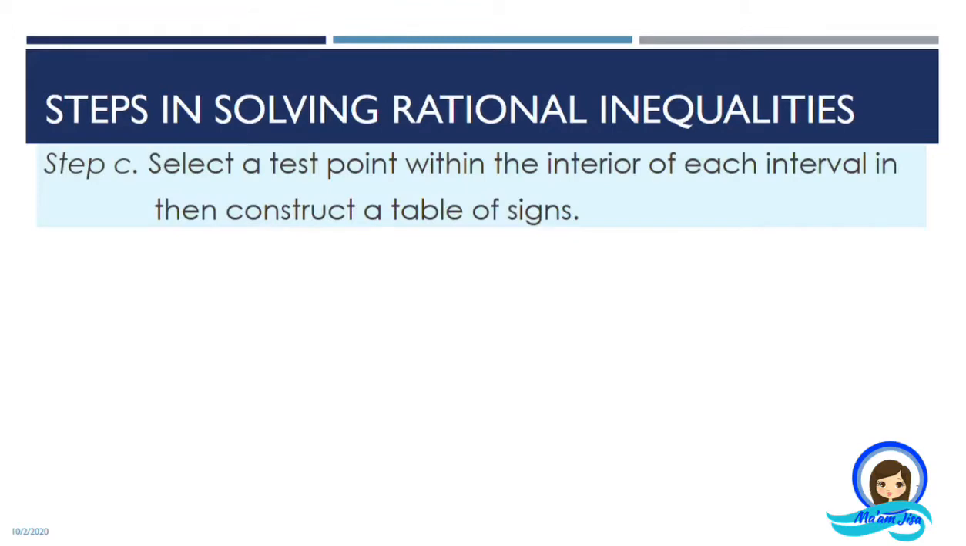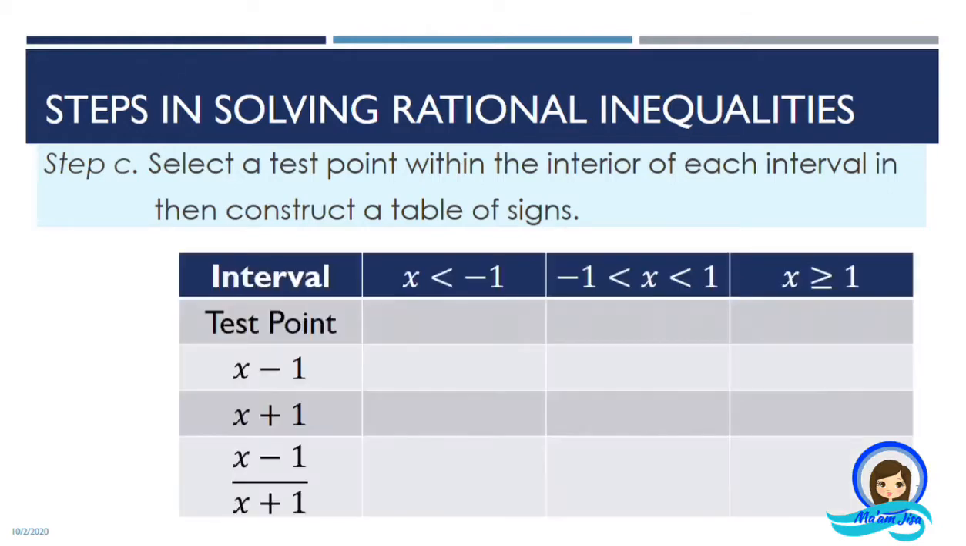Third step is to select a test point within the interior of each interval and then construct a table of signs. What is a table of signs? It looks like this. We have the intervals, the test points, and then these are expressions found in our single rational expression. You may ask, where did I get these intervals?